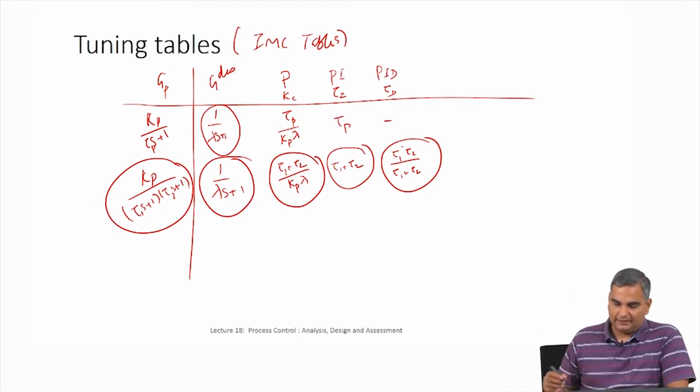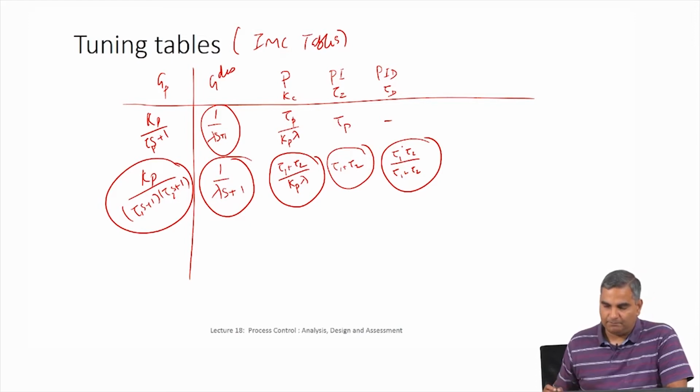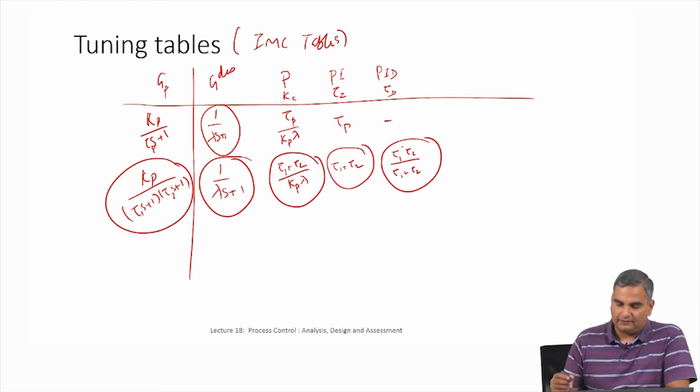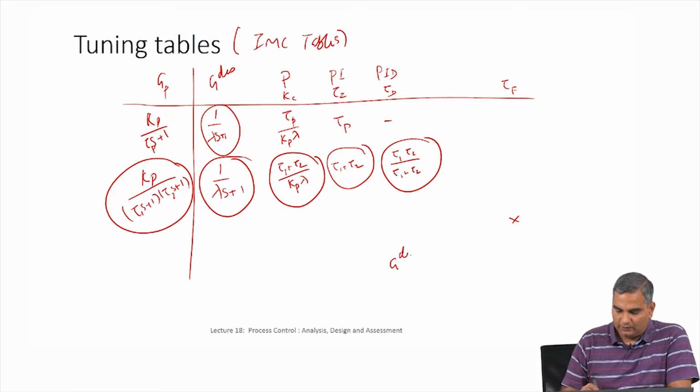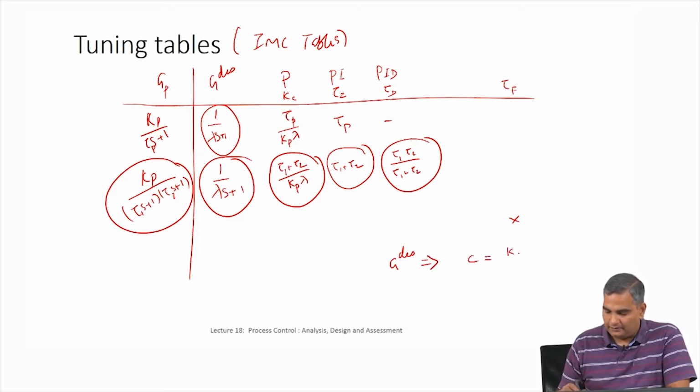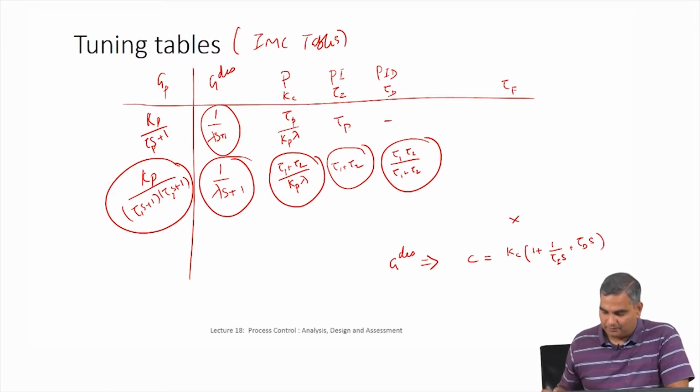Now other than this, you will also notice that there is another thing which they will call a filter, tau F, which in some cases will be filled in here. So the idea here is, in many cases when you do this G desired, you will not directly get a PID form. What you will get, based on this G desired tuning, is a C, and if the C is of the form Kc times 1 plus 1 over tau I s, the reason why I keep writing this is I want you to get comfortable with this form so that you do not have to commit this to memory.